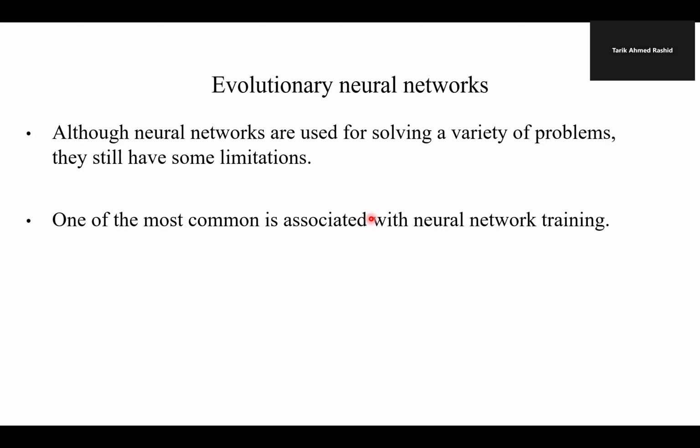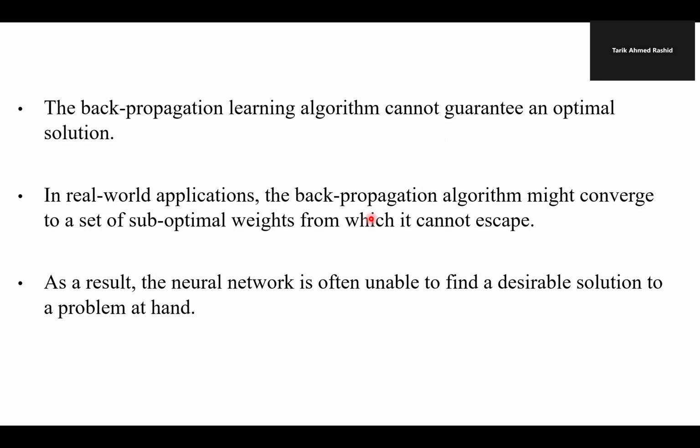Now, neural networks are very useful for solving a lot of problems, but they still have some issues, which is the training. One of the issues that we have in neural networks is the training. The backpropagation algorithm, a common learning algorithm that can be used for training neural networks, might often converge to suboptimal weights from which it cannot escape. So neural networks sometimes are unable to find an optimal solution or near optimal solutions.